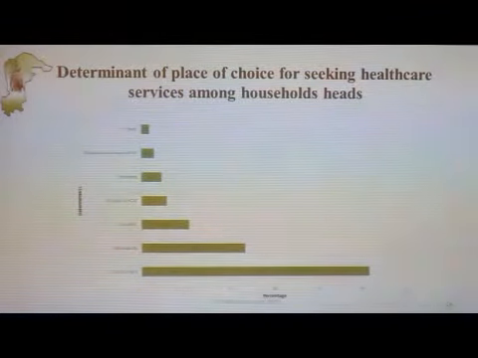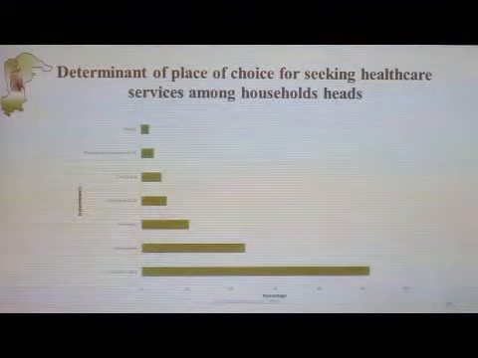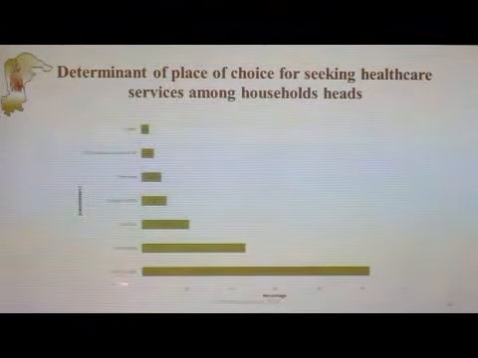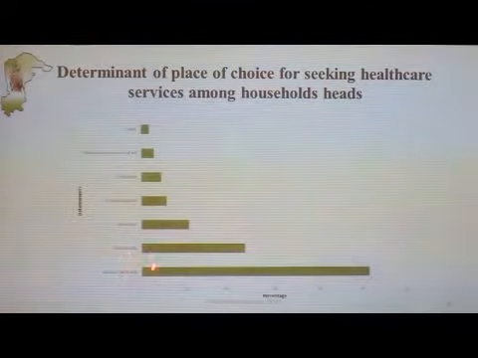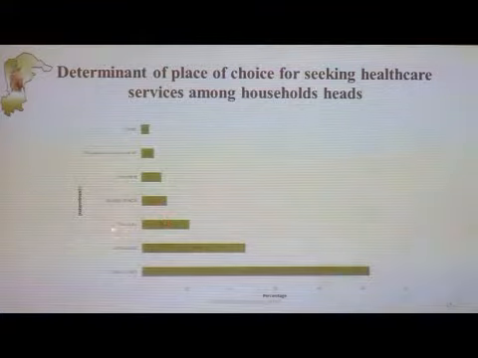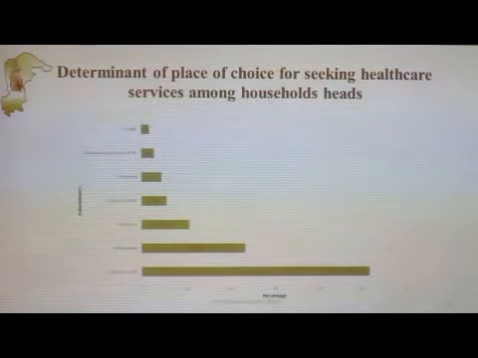These slides try to show the determinants of place of choice for seeking healthcare service among the household head, where 54% reported quality of care to be the first factor for them to determine where to seek healthcare. Next is affordability, followed by proximity.